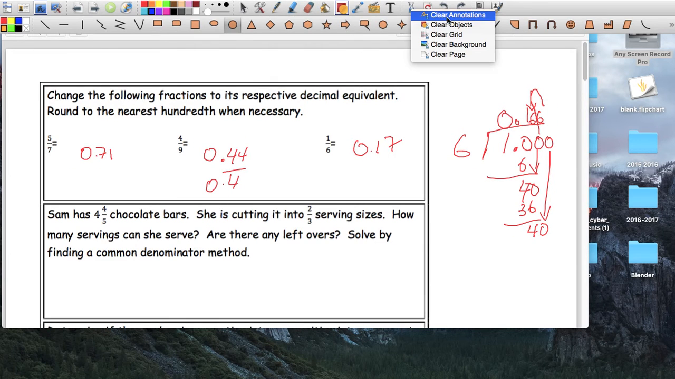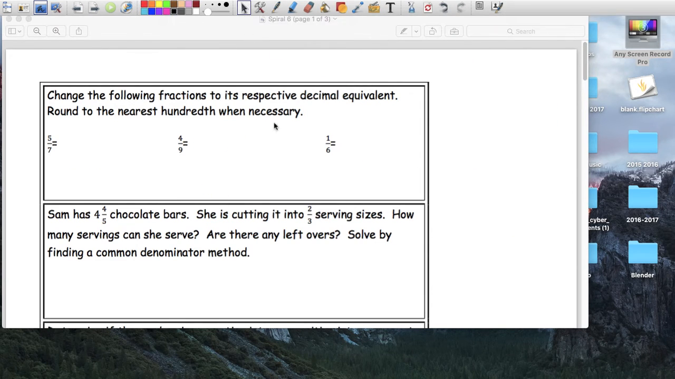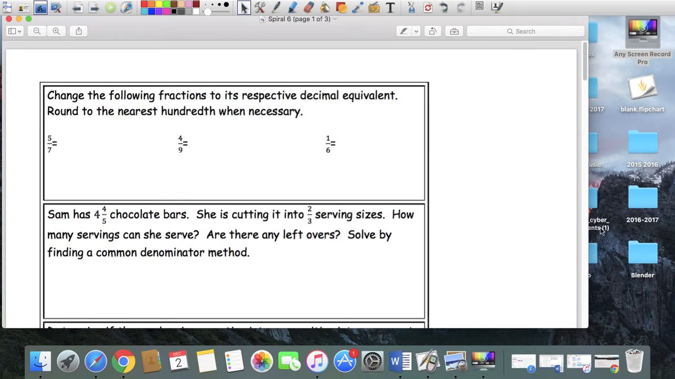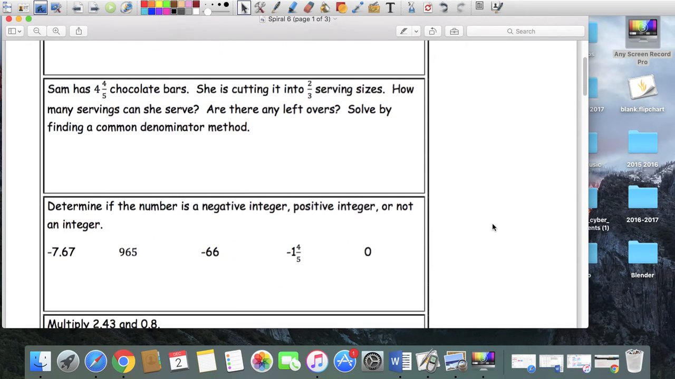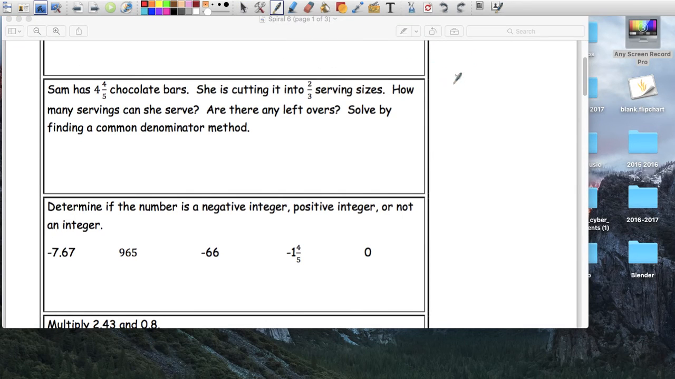Where are we? Clear. We can move this down. Oh, that was just question 1. Let's try to move a little faster. Sam has 4 4/5 chocolate bars. She wants to cut them into 2/3 pieces, so we can just do this: 4 4/5 divided by 2/3. That's what I want, to cut into 2/3 pieces. Let's change this. 4 times 5 is 20, plus 4 is 24 over 5, divided by 2/3. Get 15, that's the LCM.